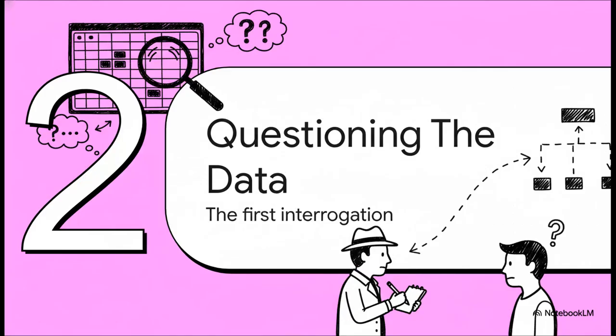So we've got our case file. Now what? Well, the first step in any investigation is to start asking questions. In the world of Pandas, we call this filtering. Think of it like this. It's how we pull a specific witness into the interrogation room to get the facts we need.